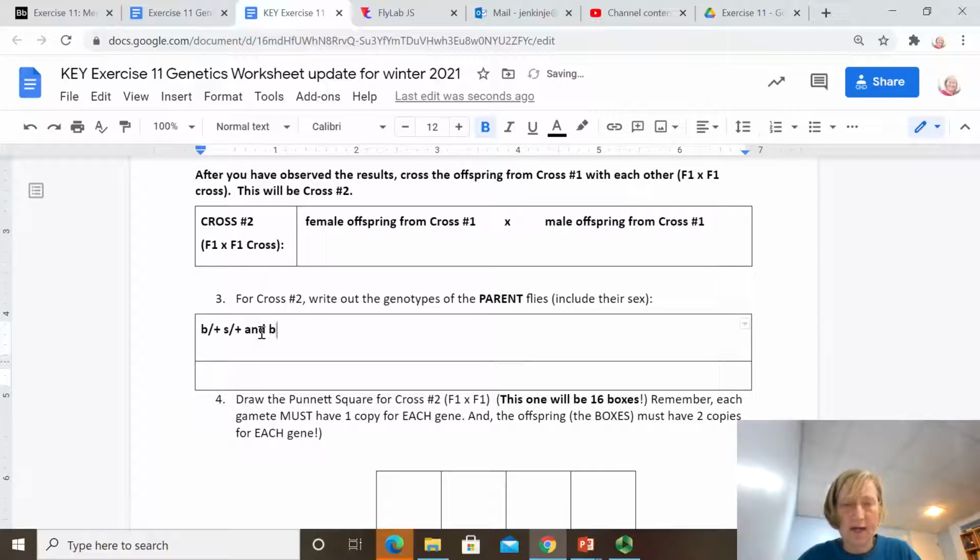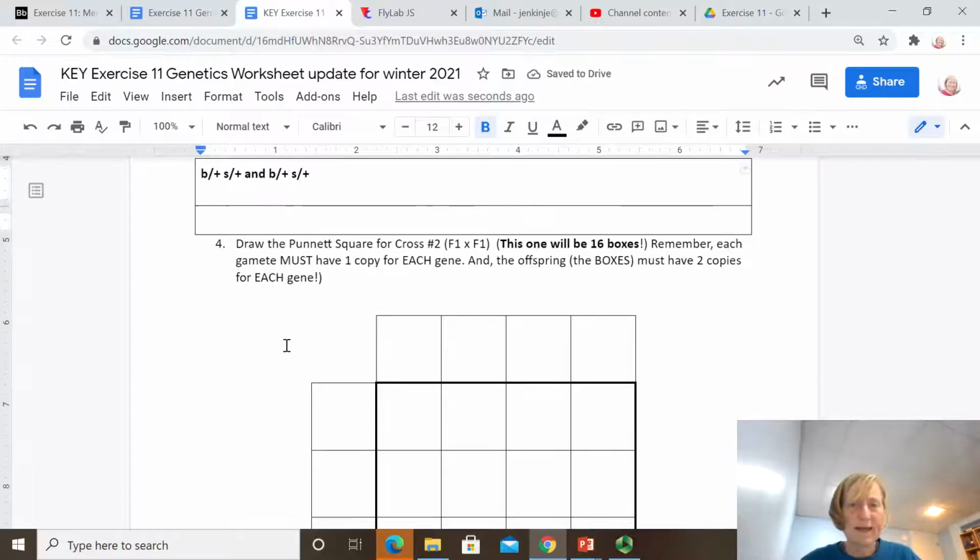Brown. They each are heterozygous for each trait, right? Okay, I'm ready to make a Punnett square. Draw a Punnett square for cross number 2. Oh my goodness, this is going to be scary because we've got 2 genes, and 2 parents that are heterozygous for both genes.